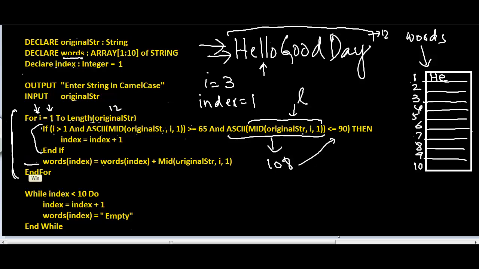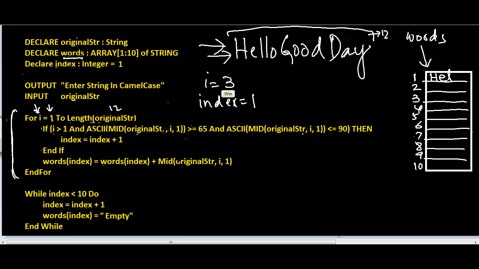execute. And once again we are going to come to this instruction, and this instruction now effectively becomes words 1, because index is 1, equals words 1 plus mid original str comma the value of I is 3. So the third character, mid is going to return us the third character, which is L in this case, right? Plus this would be whatever is inside the first element of the words array, and that in this case is HE. Remember, this is what is already stored here, right? HE. Okay, so these two are going to be joined together and the result is going to be saved into words 1. So words 1 is effectively going to become HEL.